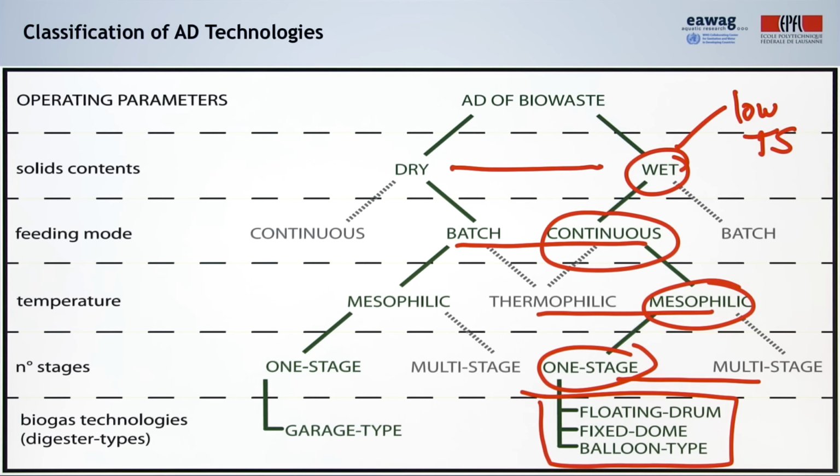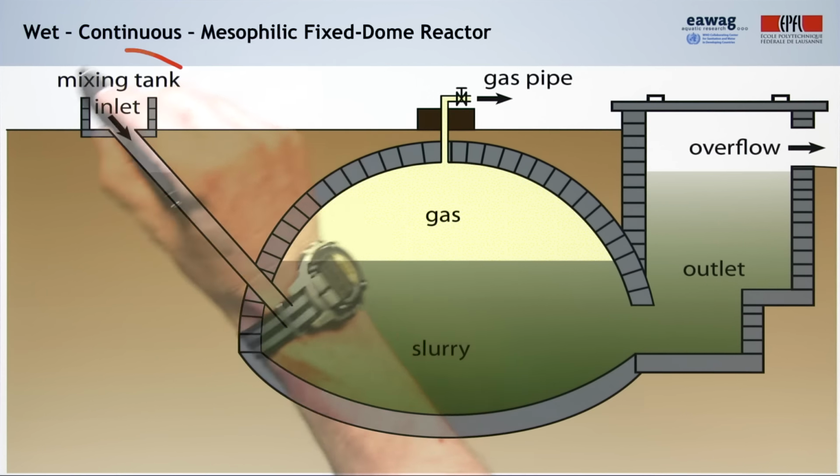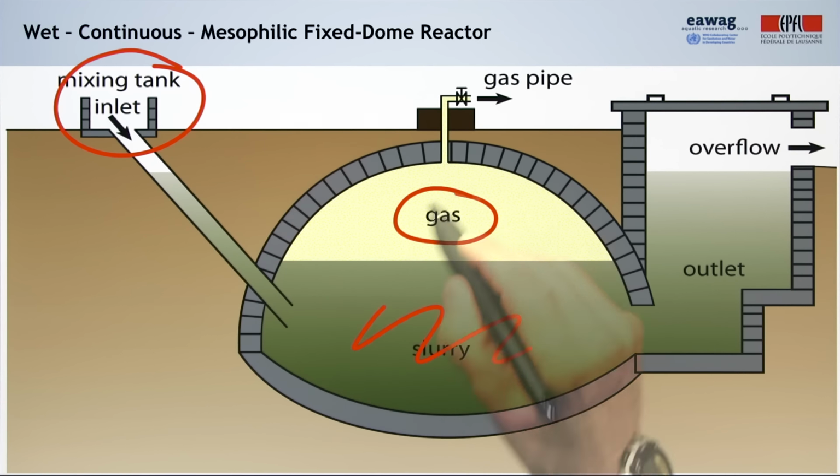So now let's look at these digesters. Let me start by showing you the wet, continuous, mesophilic fixed dome reactor. This is a brick-built and gas-tight plastered structure, which is often put underground. It has an inlet pipe where the waste material is fed into the digester. It has a digester with a volume of slurry, and then it has a gas holder storage space.